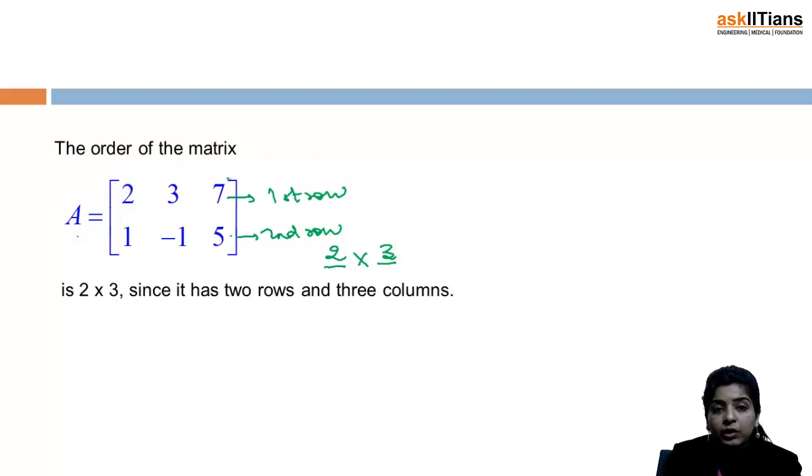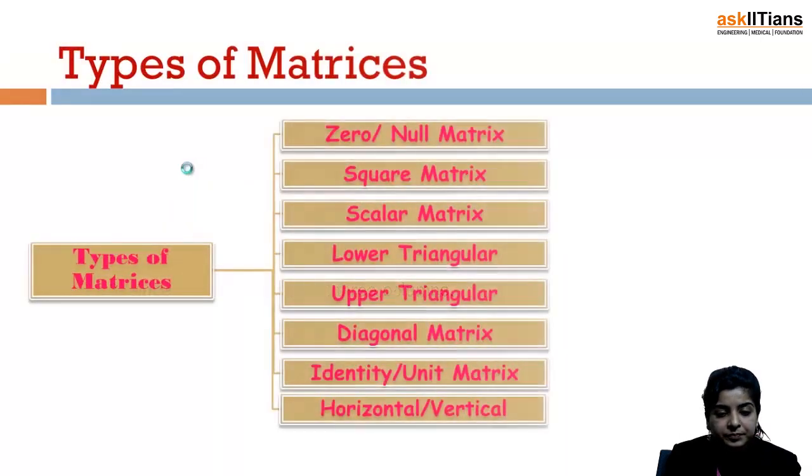In fact, if you need to find out the number of elements in a matrix, then just multiply these two, this gives 6. So there are 6 elements in the matrix A.